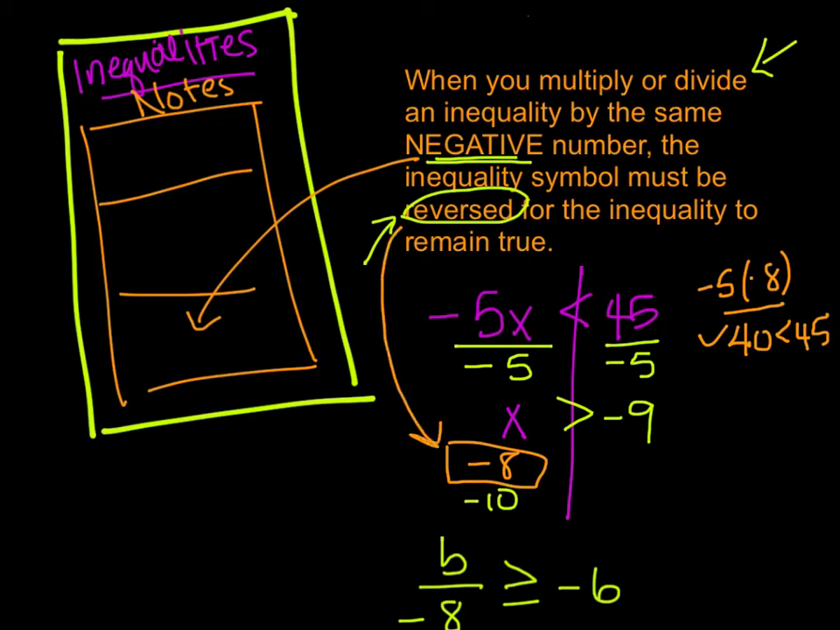Let's now understand why it won't work. If we were to do this problem over here, so we have negative 5 times a negative 10 is less than 45.